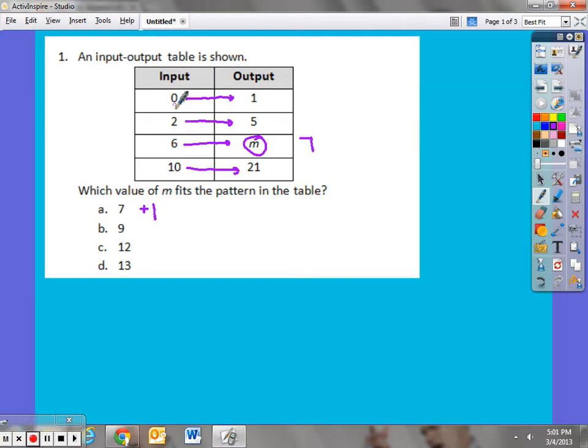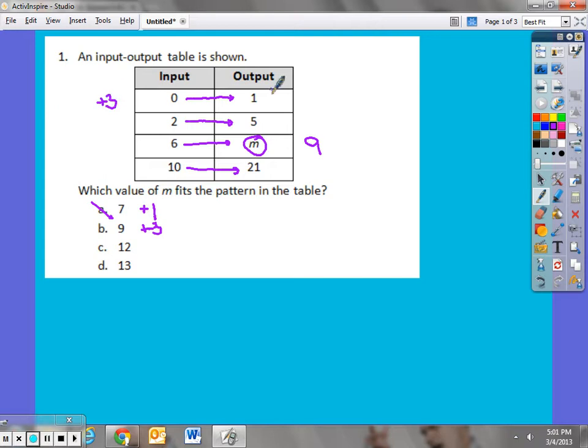So let's see here. If I add 1 to 0, is that 1? Yeah. If I add 1 to 2, do I get 5? No. So I automatically know 7's not going to work. So let me go to my next one. Let's say that maybe 6, so I put input 6, 9 comes out. Okay, how do I get from 6 to 9? Well, I probably add 3.